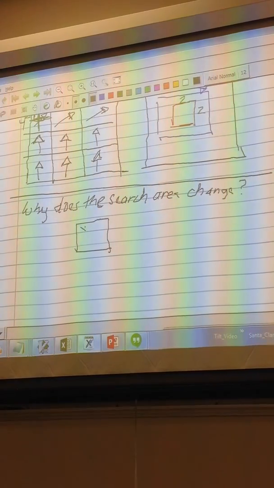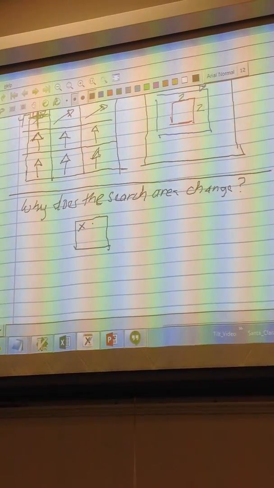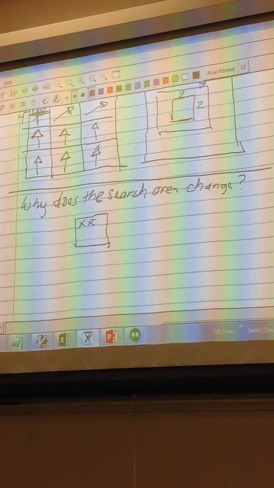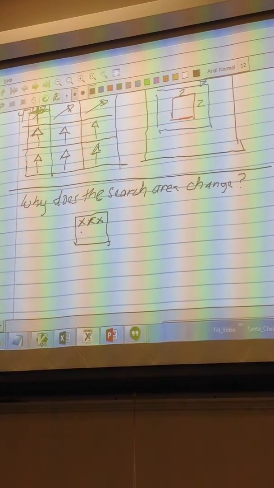Small image. 2x2 image, 3x3 maybe. I can get this pen to work for me.